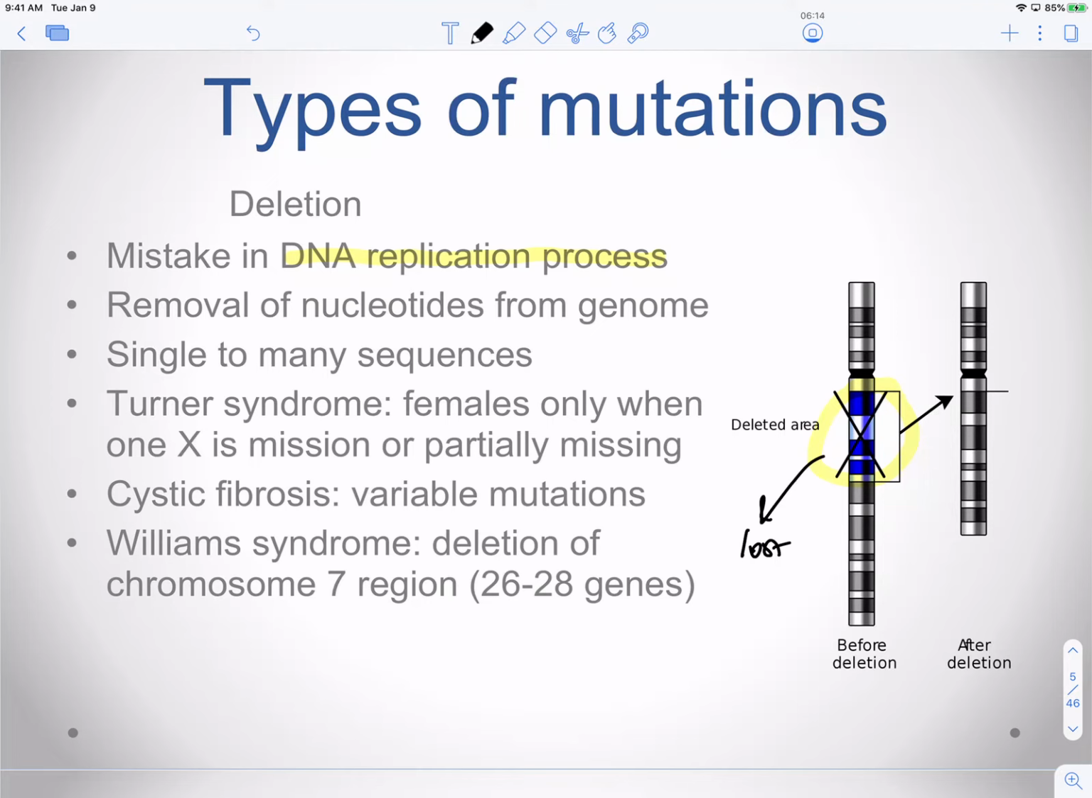Cystic fibrosis has also been associated with deletions, and it has variability in what genes are deleted. So cystic fibrosis is a very heterogeneous disease. Williams syndrome is a deletion of a chromosome 7 region, and it usually includes 26 to 28 genes. People affected with Williams syndrome are usually confused with Down syndrome. They have some similar features. Down syndrome is more common than Williams syndrome. But again, Williams syndrome is a deletion or loss of genes from that chromosome.